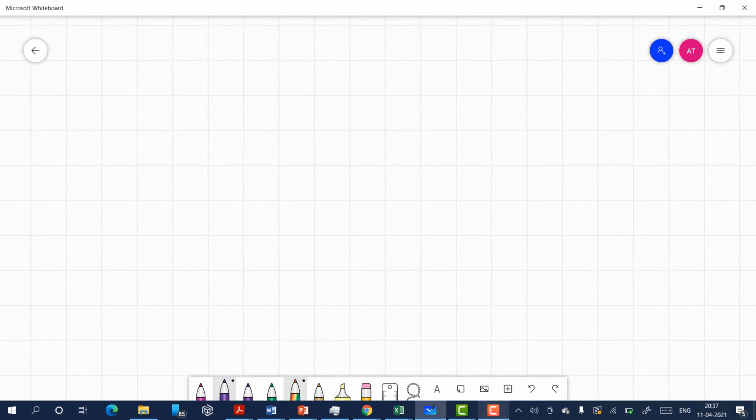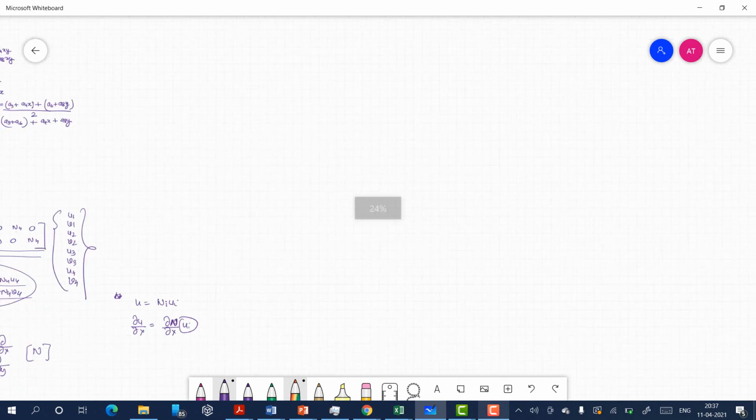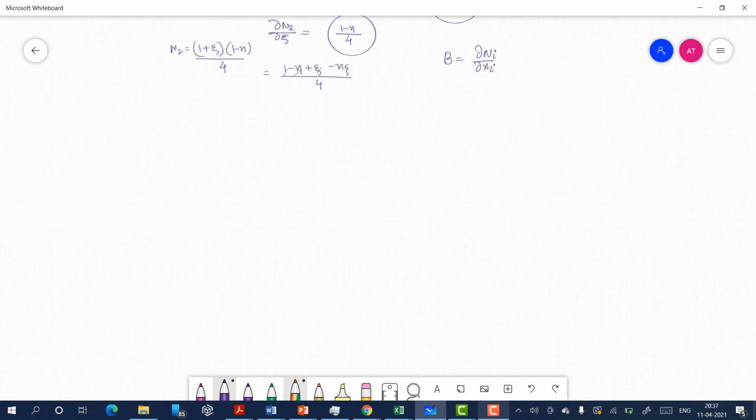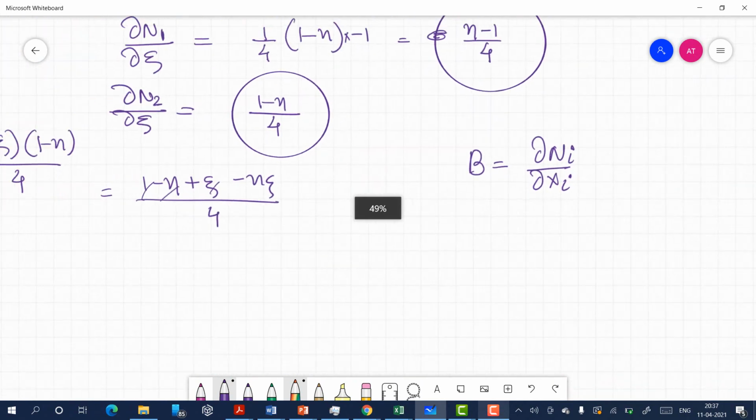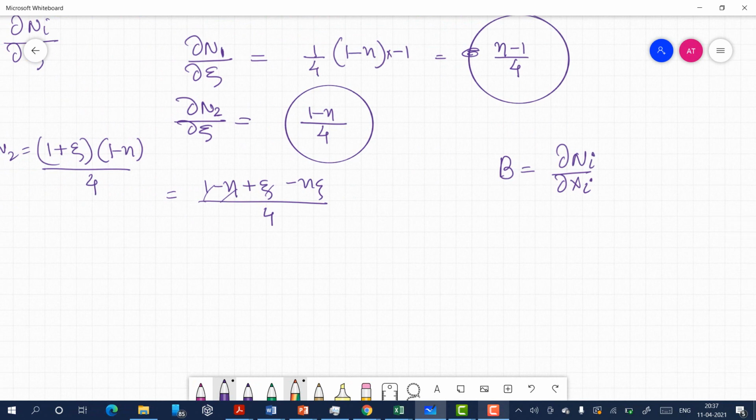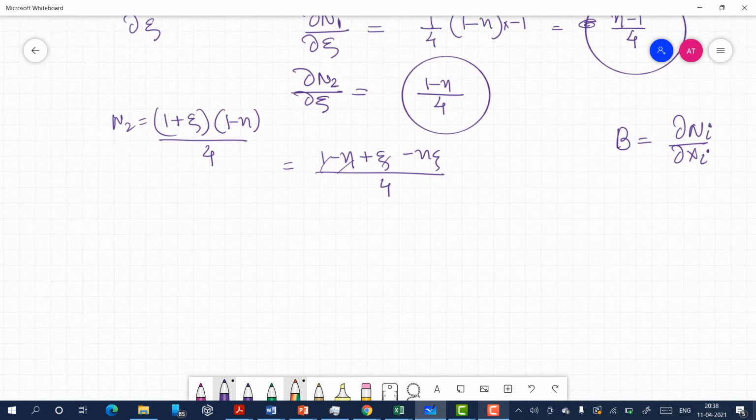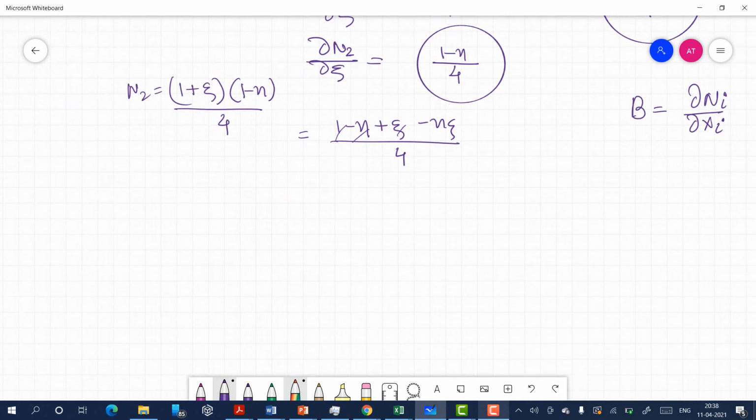So here we will need the Jacobian matrix. Let me tell you once again, what are we trying to do? We are trying to find the strain values. So the strain matrix, epsilon, is equal to the B matrix into the D vector, which is a column vector. And B is simply del N by del x, and that's a matrix, into D.